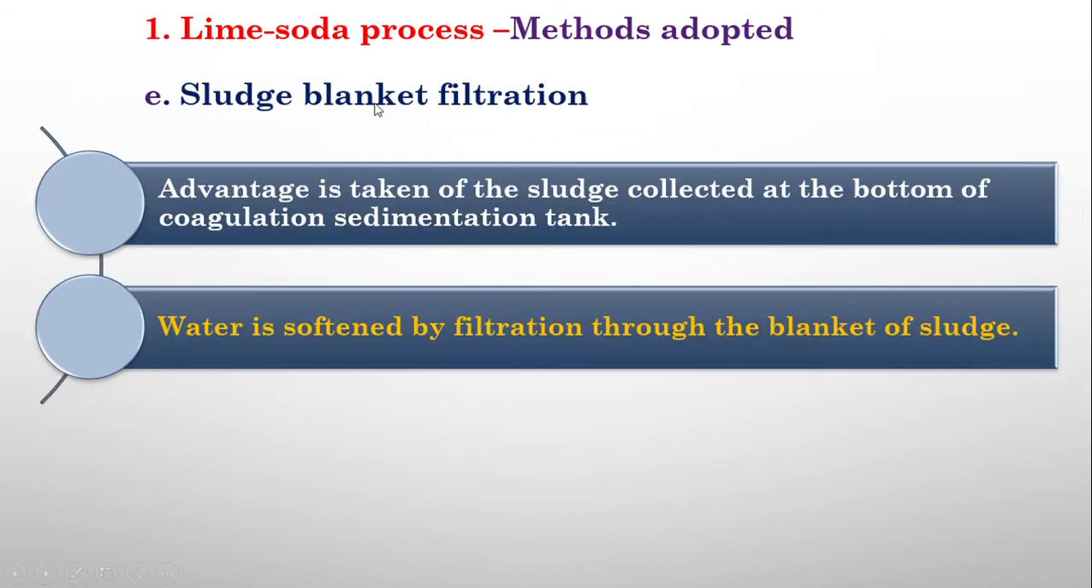And the final one is sludge blanket filtration. In this, after the addition of lime and soda, we will have some sludge at the bottom. Some sludge will be settled, and the remaining water is filtered through the sludge. So what will happen? The sludge can again remove the hardness of the remaining water. So this is the sludge blanket method.